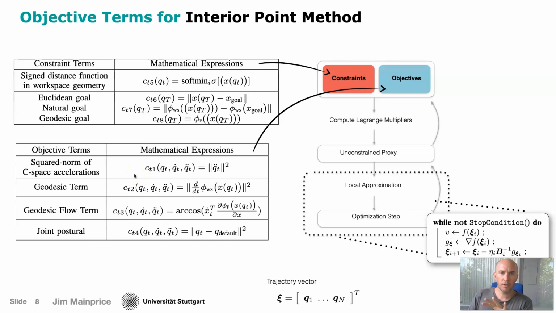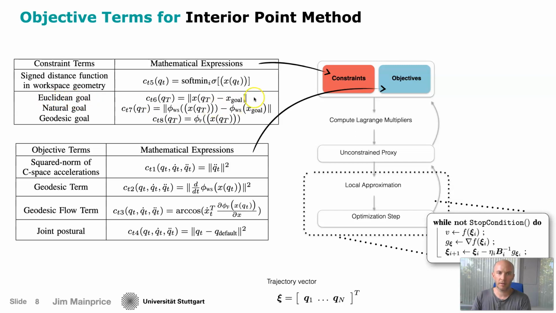So how can we use these insights in an interior point method? First, we define constraint terms, which are, so this is just the typical signed distance field. And then we define constraints which have to do with collisions, and then we define constraints which have to do with achieving the goal. We define 3 of them, and then we compare them in our experiments.